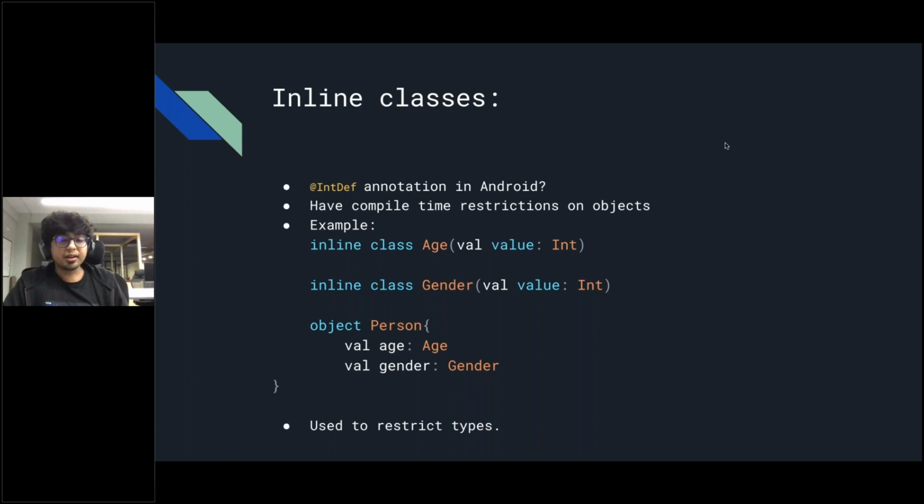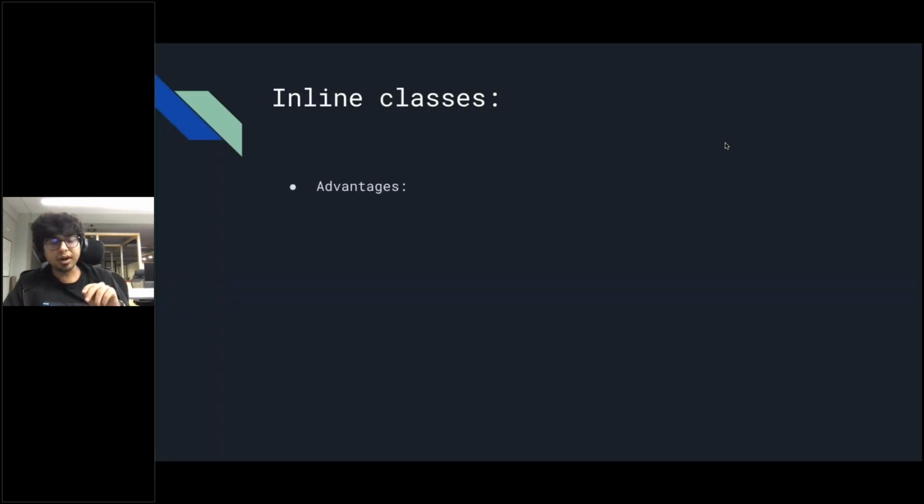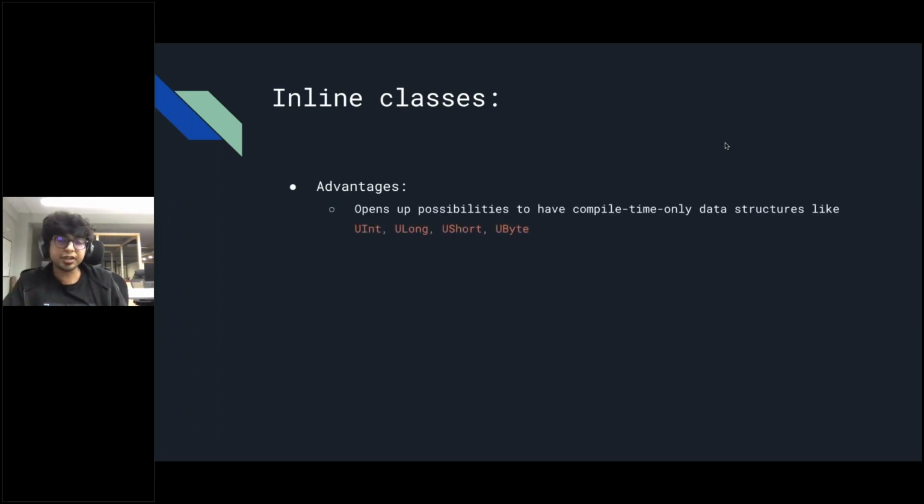As I mentioned before, inline classes can be used to restrict types. To add a couple of points on inline classes from the advantages perspective: inline classes open up possibilities for having compile time only data structures like unsigned integer, unsigned long, unsigned short, unsigned byte. These unsigned numerals were not possible in the Java world, because in Java you only have signed integers, which is from minus to plus.